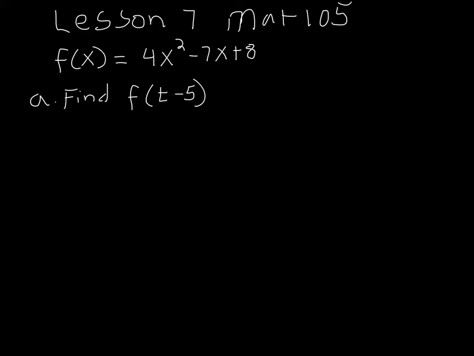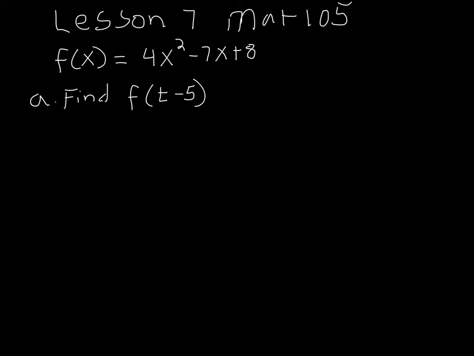All right, so this is for Math 105, Lesson 7, right around number 19, where you are given a function and then you are asked to find that function. So f of x equals 4x squared minus 7x plus 8, and you are asked to find 4 or 5 other functions and simplify that. I'm going to do just a couple of them, and hopefully that will be enough to get you on the right track. So for part A, for example, it's asking you to find and simplify f of t minus 5.